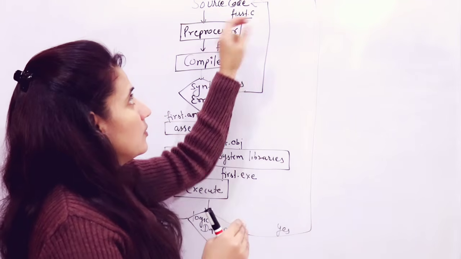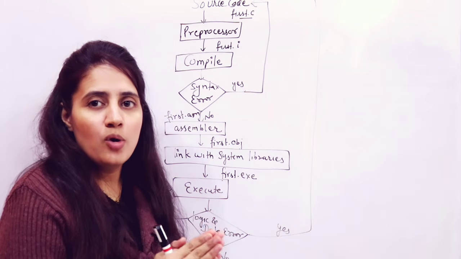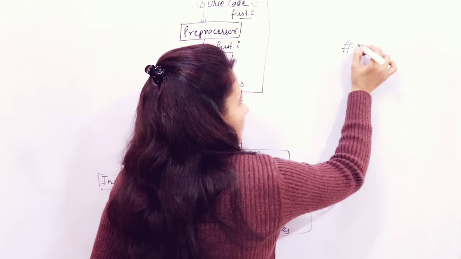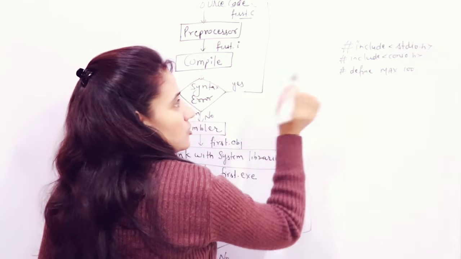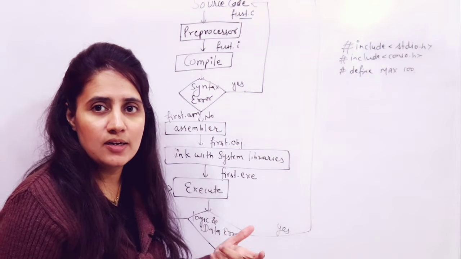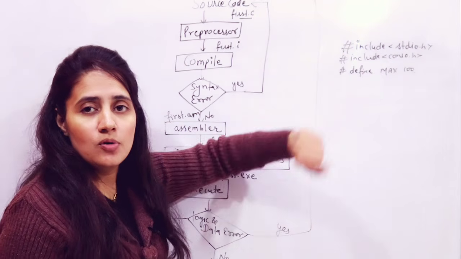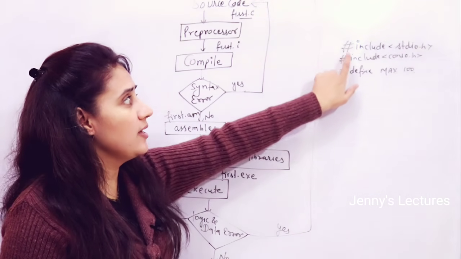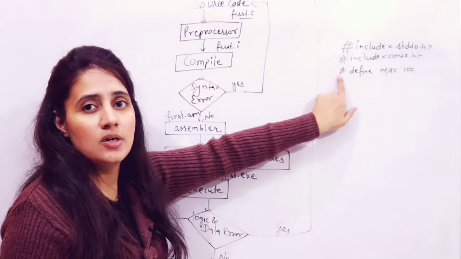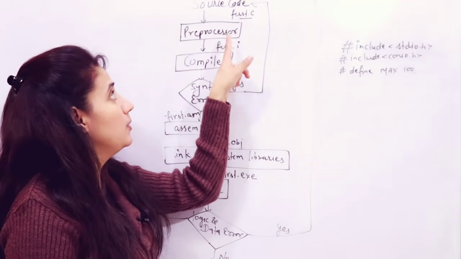Now after this program, the concept of the preprocessor comes. What does that mean? In a program we have lines starting with hash. These lines we call preprocessor directives, and there is a program called the preprocessor. Our compiler cannot understand these lines; the lines which start with hash are understood by a program named the preprocessor.